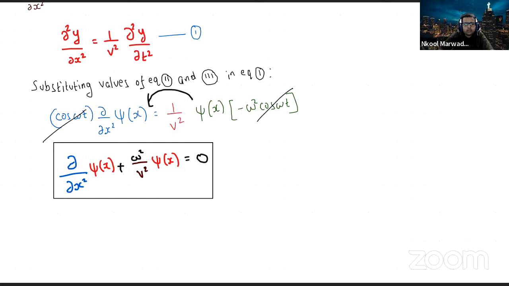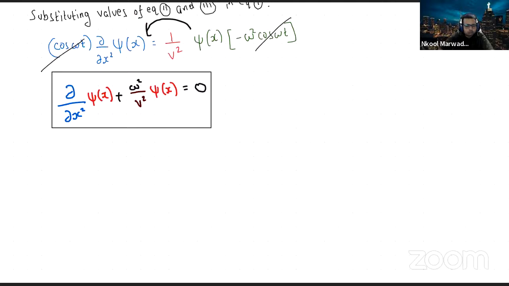Now we can simplify one very interesting term, omega square by v square. Let us try to convert it into a different form. We know omega is equal to 2 pi f, where f is the normal frequency, and velocity v is equal to lambda f.